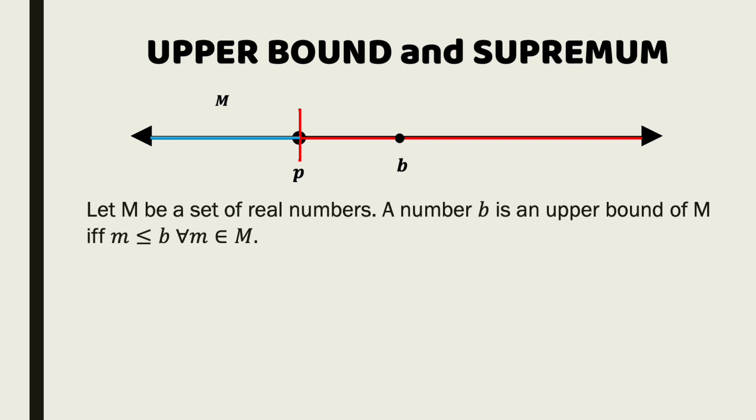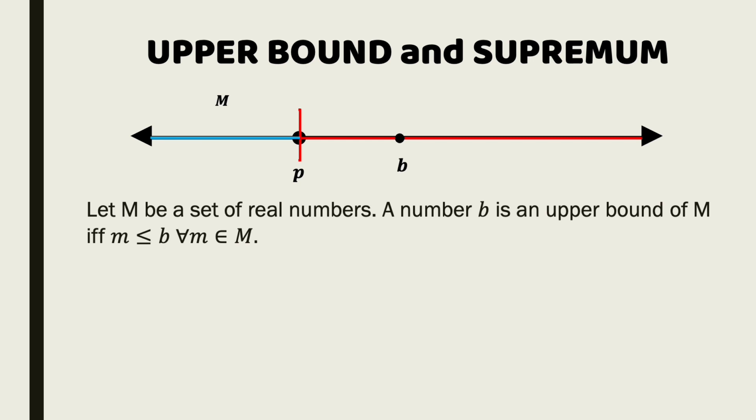An upper bound may or may not be contained in the given set. If it is contained in the given set, then we can say that it is the maximum value of the set. Since p here is part of set m, then we can say that it is the maximum value of m. If p is not part of set m, it is still an upper bound but not the maximum value of m.